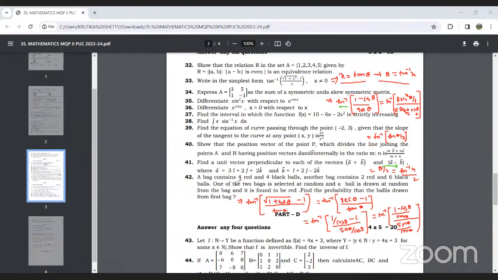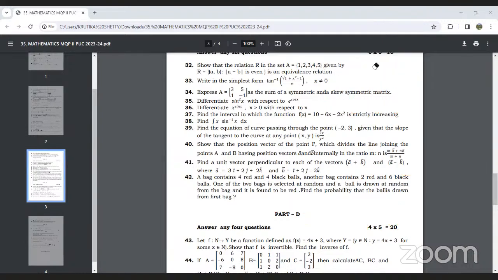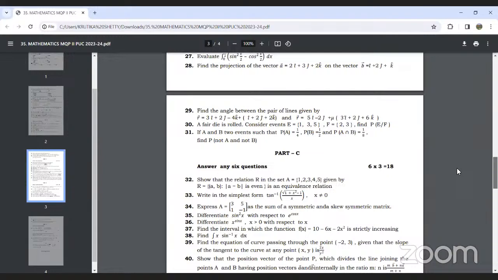Next, we will discuss question number 34. I will just be discussing the steps; the rest you all know already. During our discussion, we have solved these examples. The question is, express A equal to the matrix 3, 5, 1, minus 1 as the sum of a symmetric and skew symmetric matrix.